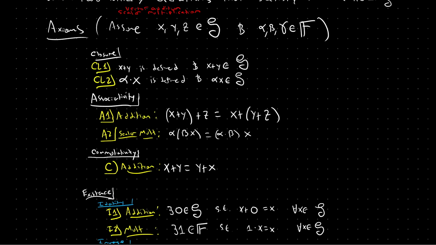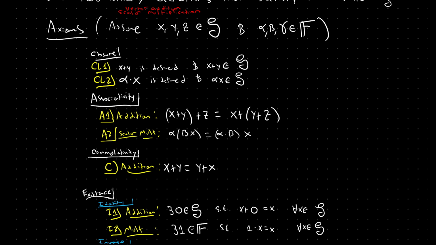The next property is associativity, which means that for addition, it's standard associativity, meaning that if you take the element x plus y and then add z to it, the result should be the same thing as taking the element x and adding the element y plus z to that. This is just associativity of vector addition that needs to be satisfied.